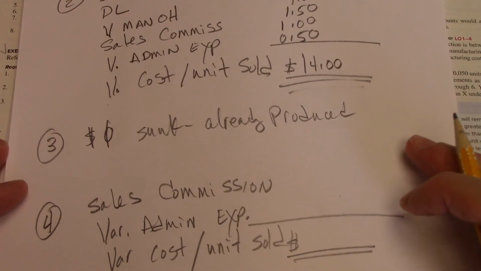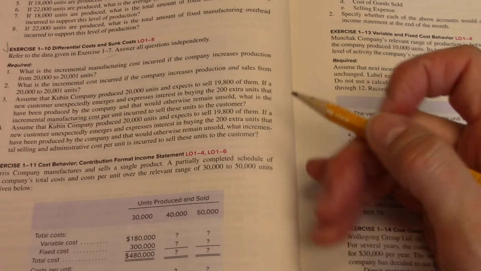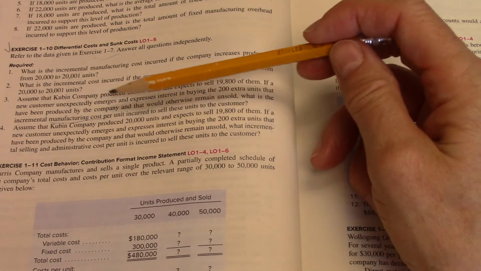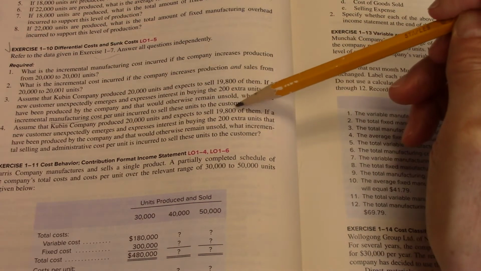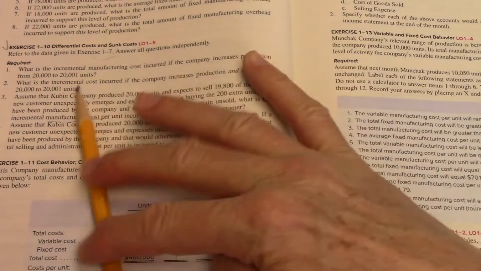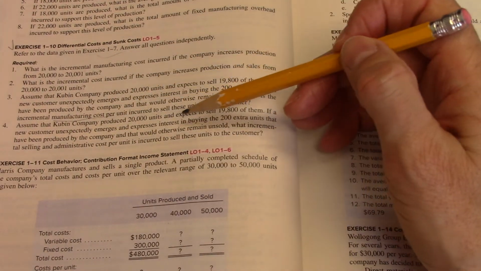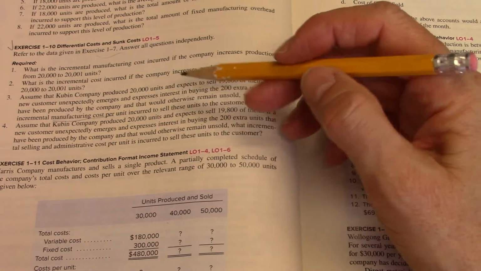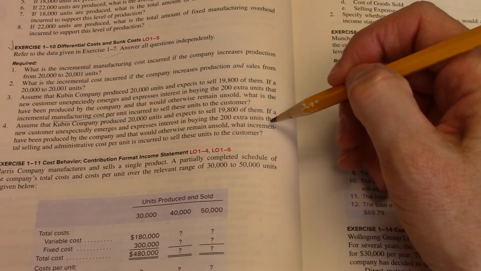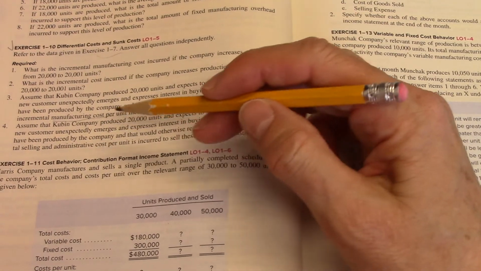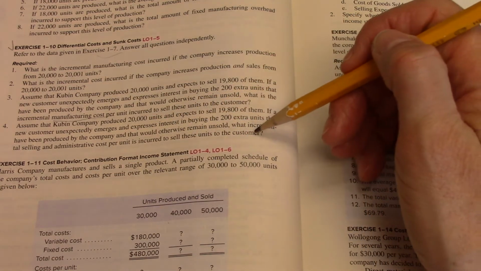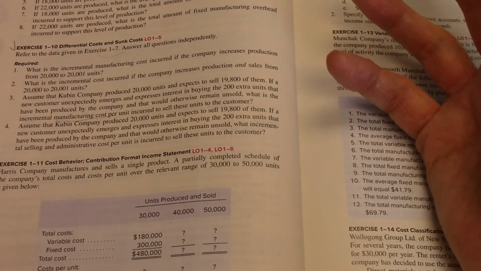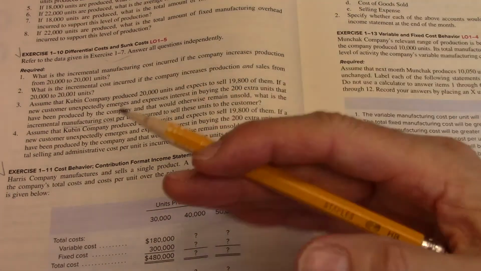All right, so last part of exercise 1-10. Assume that Cuban company produced 20,000 units and expects to sell 19,800. If a new customer unexpectedly emerges and expresses interest in buying the 200 extra units that have been produced by the company and that would otherwise remain unsold, what incremental selling and administrative cost per unit is incurred to sell it? So that's a different question, right? Question 3, they were already made, so there is no additional cost, right? That's just a sunk cost.